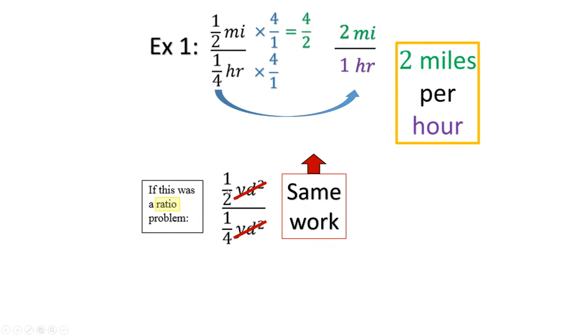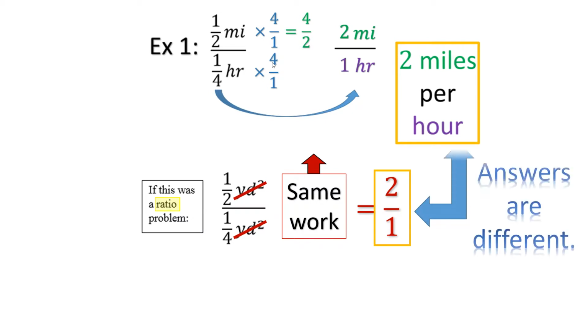The work will be the same. We want the denominator to become a 1, and if we simplify, we're going to get 2 over 1, and that is our ratio. So you'll notice the answers are different. We have 2 miles per hour, and we have a 2-to-1 ratio. So ratios and unit rates, same way to solve, but the answers are different in the case of units.